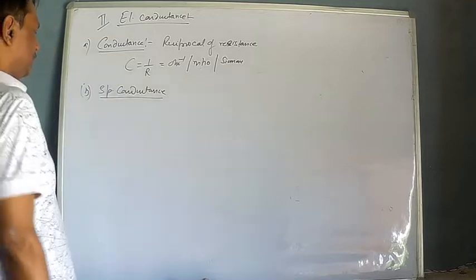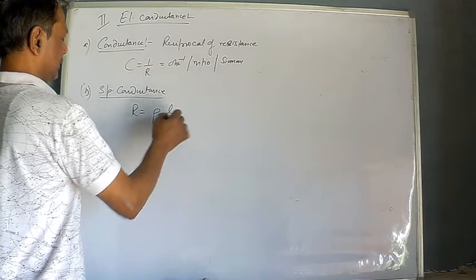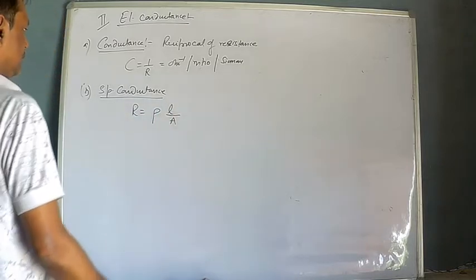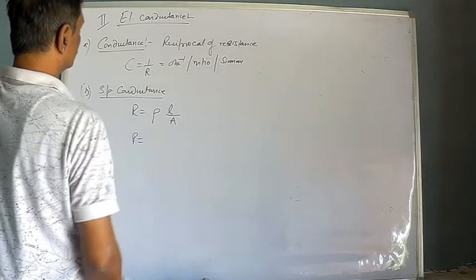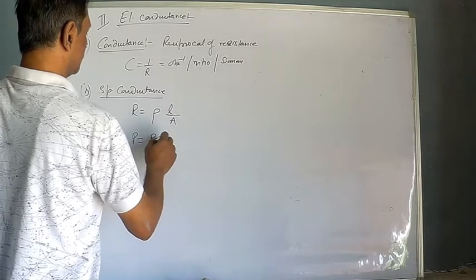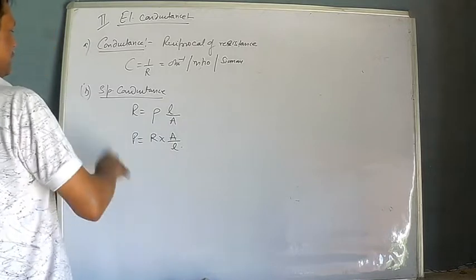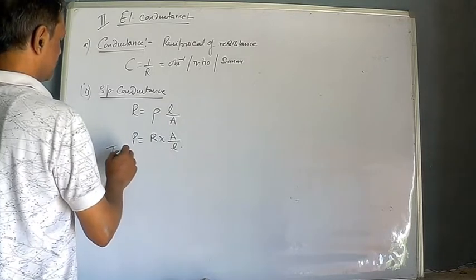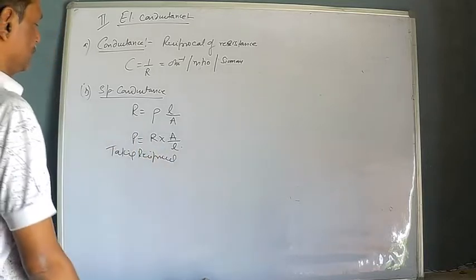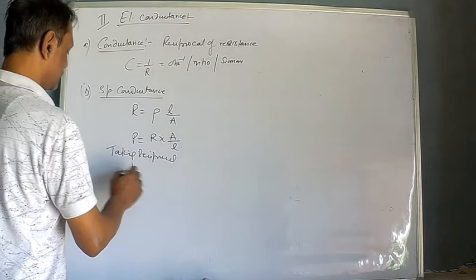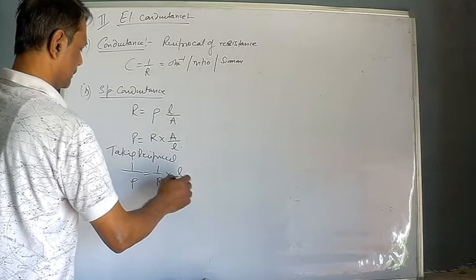Here we will have to do some derivation. Class, from physics we know R equals rho L by A. The next step, I can write rho equals R into A by L. Taking reciprocal. Class, remember, rho is your specific resistance. So if I take 1 by rho equals 1 by R into L by A.